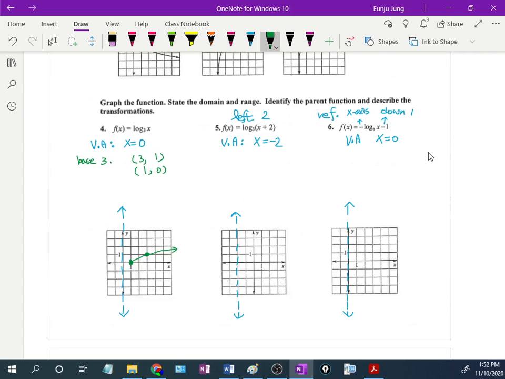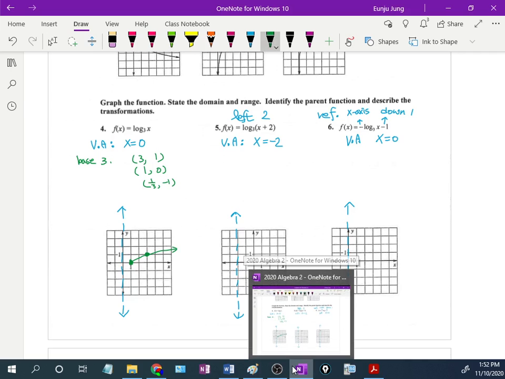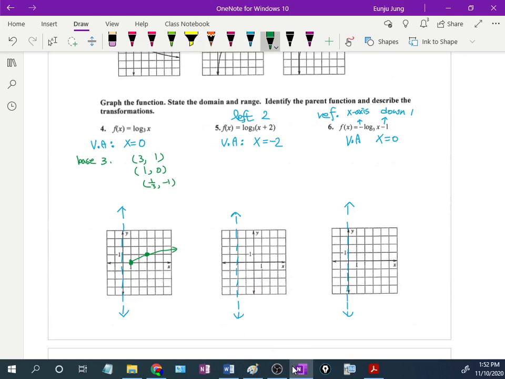Can I have another point then? How about 1/3? -1 and 1/3? No, not -1. I cannot put... wait a minute. 1/3? Yeah, -1 and 1/3 right there, right? Probably, okay. But that's okay. You have at least 2 points with 1 vertical asymptote. That's a good graph, okay? If you have to find it, you can find another point like that.